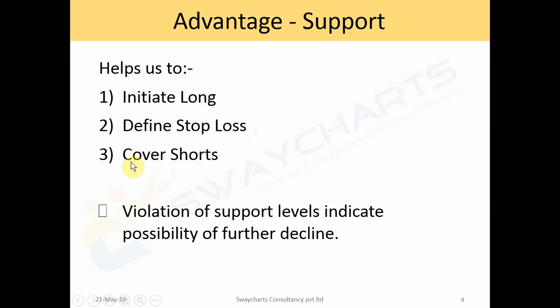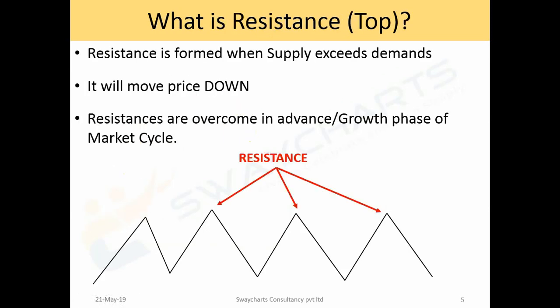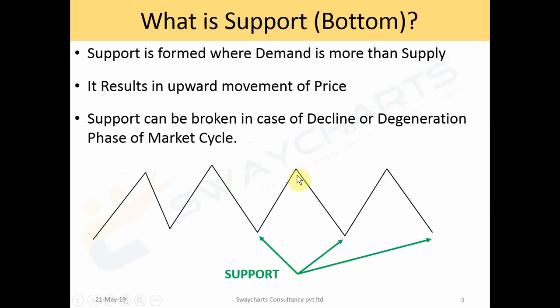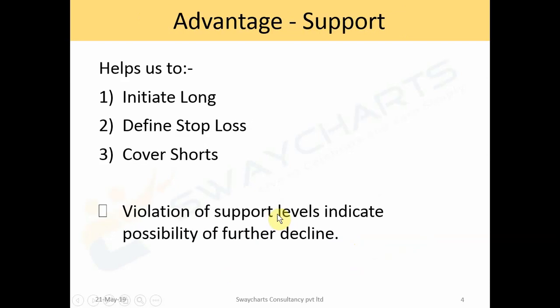So if we have sold something at a higher price, if you just see here, if I have sold something here, because this is the level which has constantly been resisted by the market, and if it comes down till this level, I know that this is a support line, so I can cover up my short position at this level, right? So these are the three things which the support can help us with. One, to initiate long. Second, define stop loss, and third is to cover short positions.